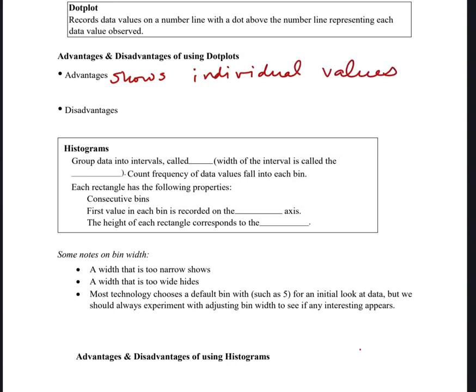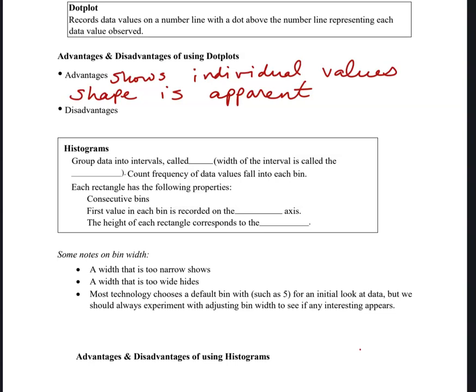And it also helps us see the shape of the distribution. So the shape is apparent, I guess. So you can see pretty quickly that it's either symmetric or skewed, or if it's multimodal or whatever.